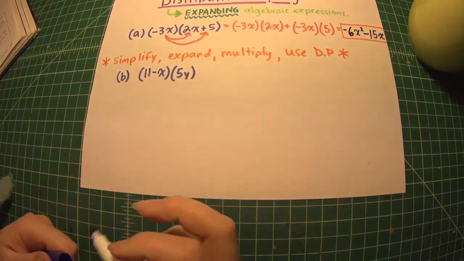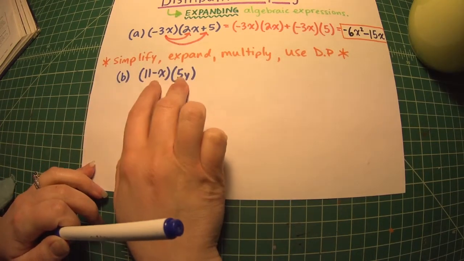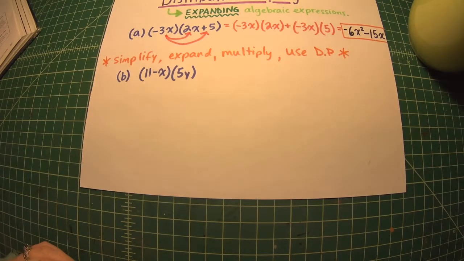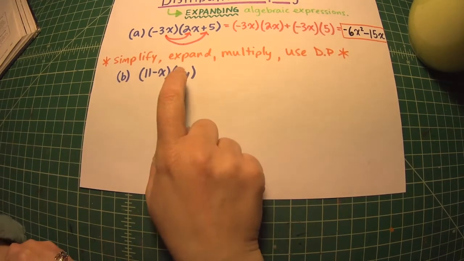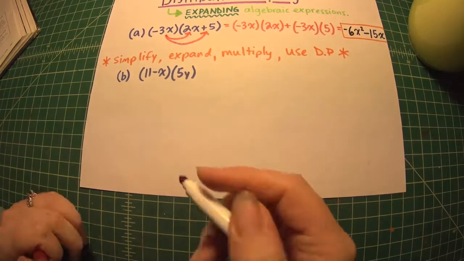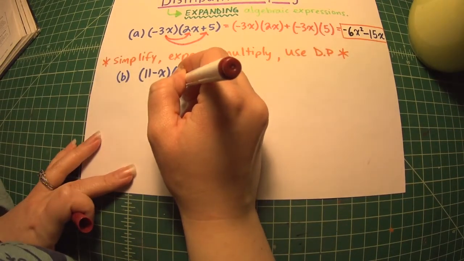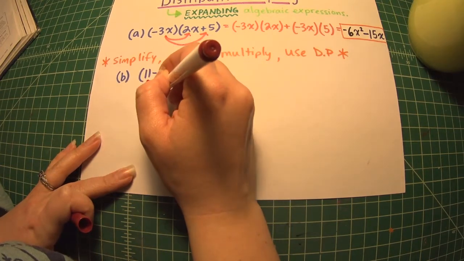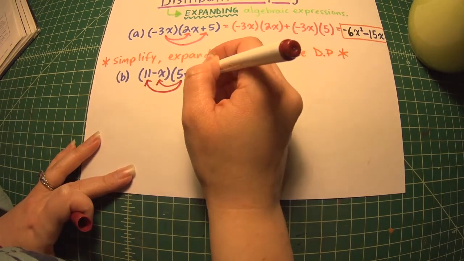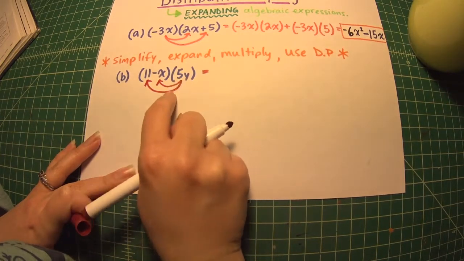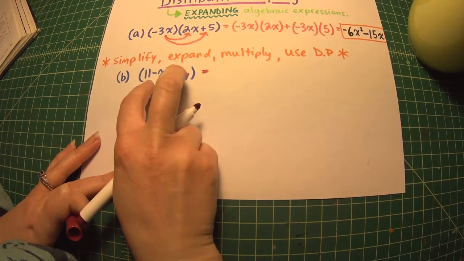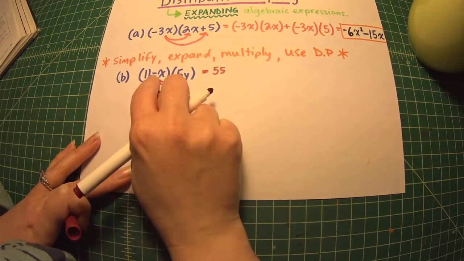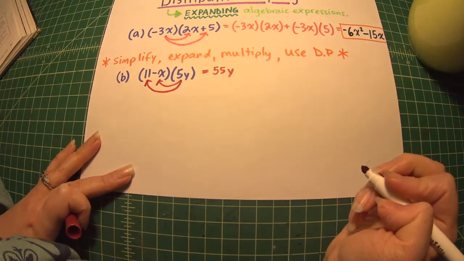Okay, we need to start by identifying which of these two is the monomial, one term. So in this case, that's going to be 5y, one term. So I'm going to take that and distribute it out. So I'll multiply it by the 11, and then I'll multiply it by the negative x. So 5y times 11, numbers first, 5 times 11 is 55. Y times nothing, it's just going to stay as y.